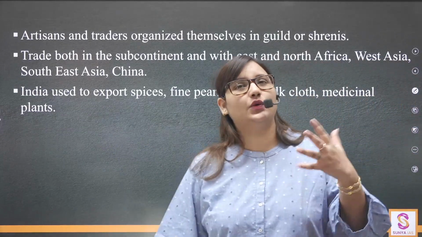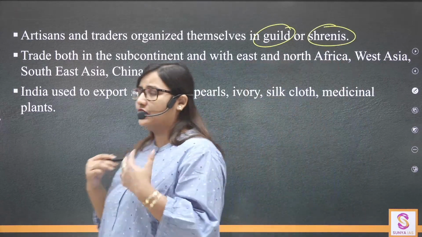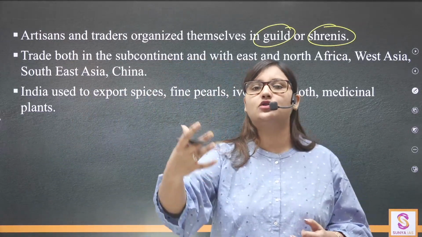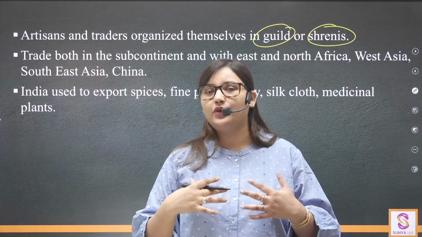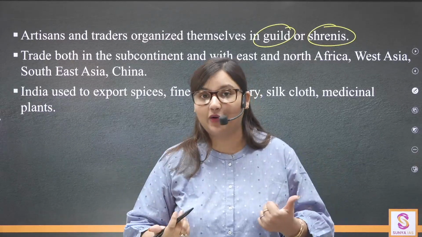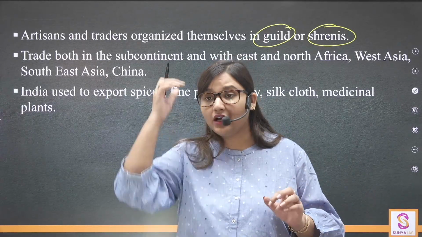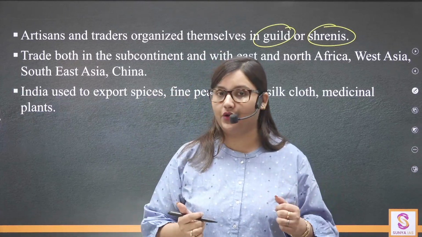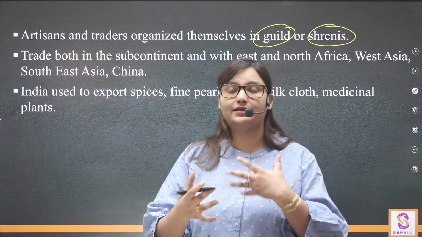Then artisans and traders organize themselves in guilds or shrenis. As I told you, it was to help each other. Let's say we both are businessmen. You are doing the business of garments. I am doing the business of utensils. So we both have different data. Like today data is so important, right? Data is the most expensive thing, I can say. It's very important to have connections, networks, people, customers, buyers for you. So you need to have their phone number, their data, their address, their likings, their dislikings.